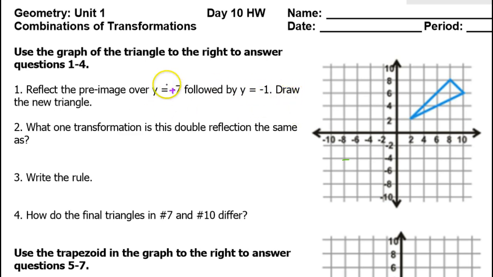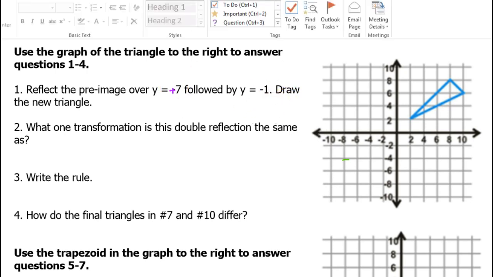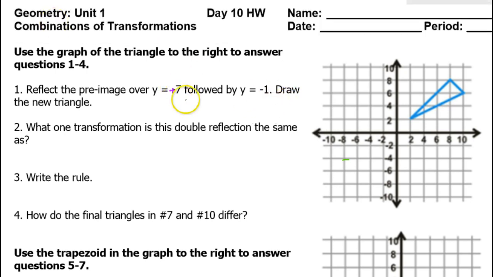Look, this used to be -7, but if I tried to reflect over -7, it was going way off the graph. So I've changed this to +7. So if you're working on a worksheet that still says -7, fix it. Okay, so the line y equals +7 is a horizontal line at 7.